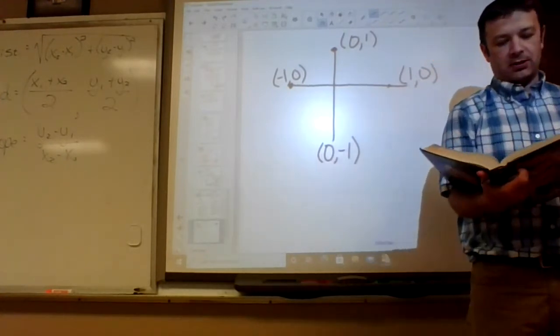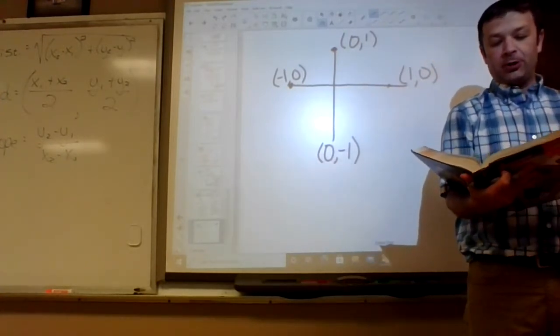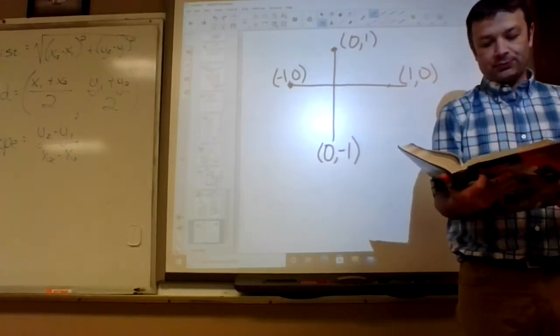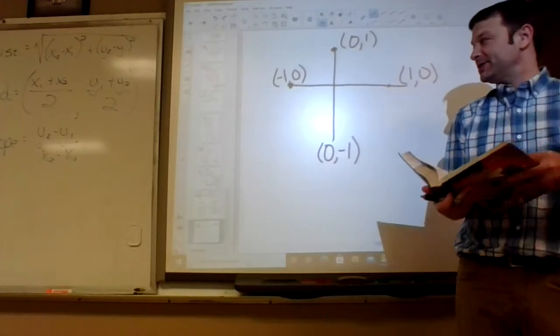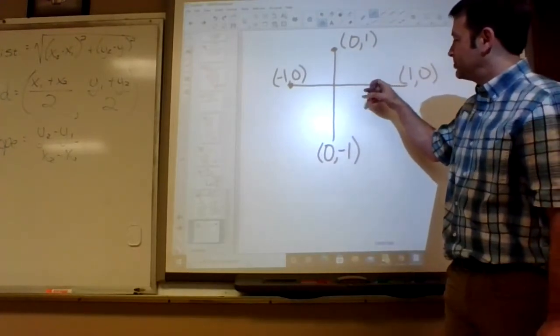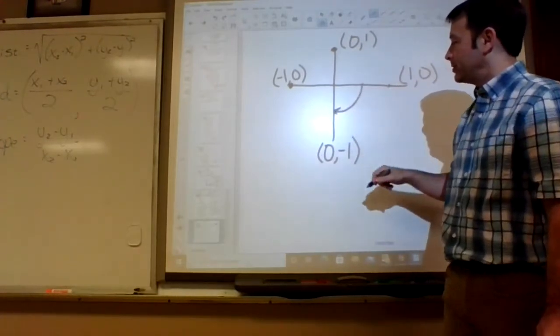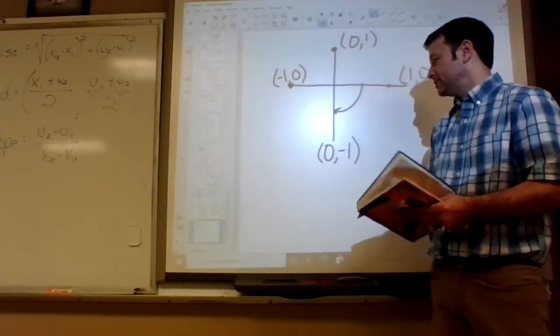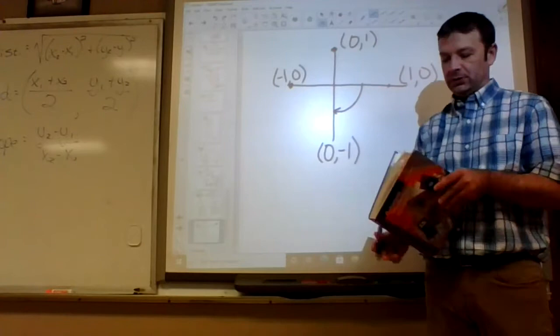Negative 1? Yes, because they're both basically sine of 270. If they stop at the same spot, negative 90, you just rotate backwards, so you go backwards 90 degrees. So it's the same as 270. So sine of 270 is negative 1.